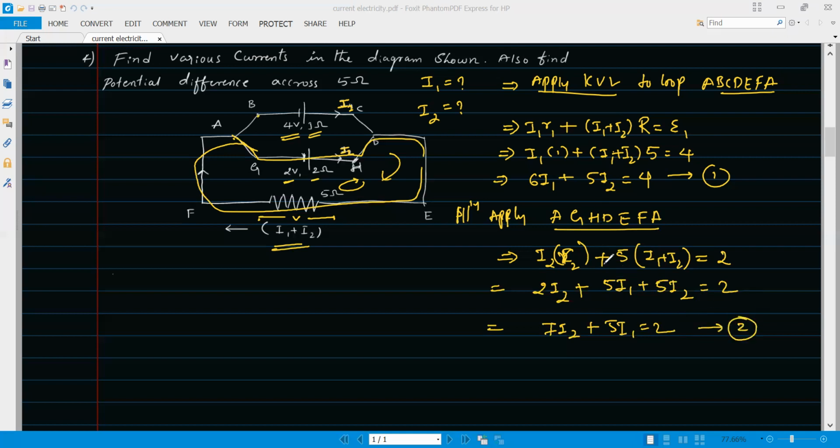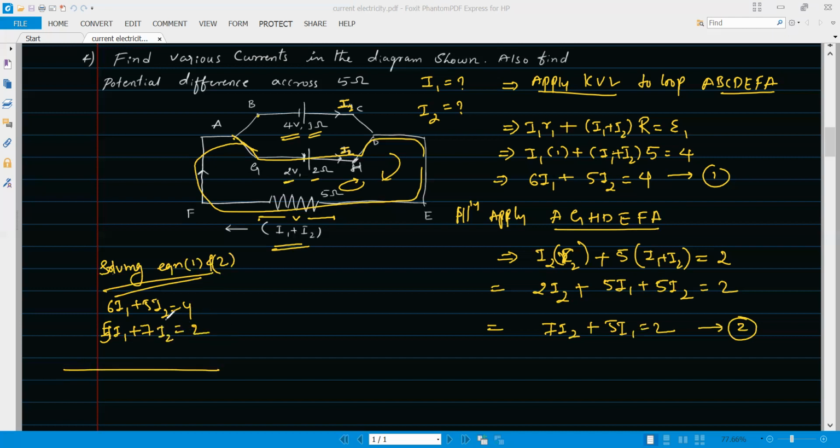Now what shall we do? Let us solve equation number 1 and 2. Solving equations 1 and 2, what will happen, we'll see. So on solving this, can I write like this? 6I1 plus 5I2 is equal to 4, and 5I1 plus 7I2 is equal to 2.